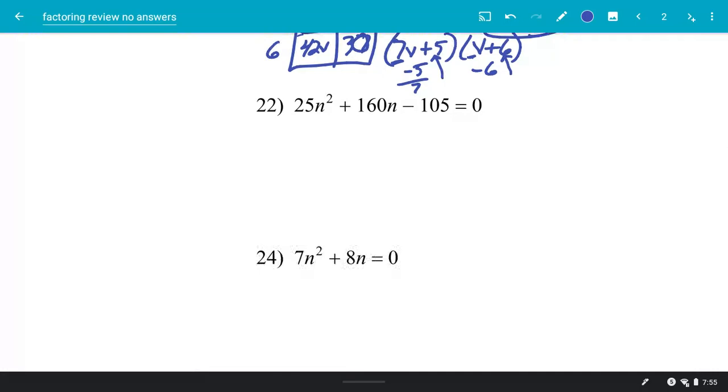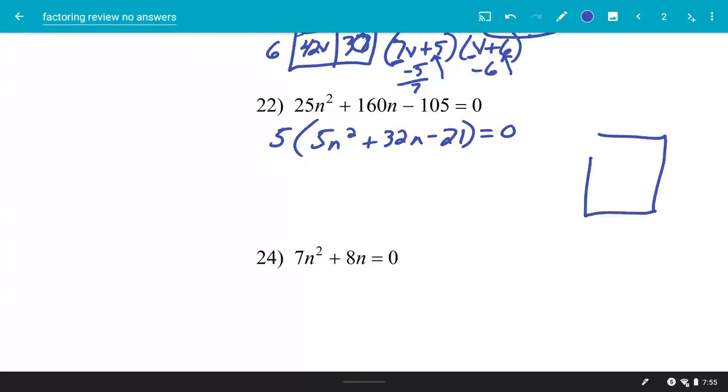All right, 22. I can pull out a 5. I'm at my GCF, so I'm left with 5n squared plus 32n minus 21. It still equals 0, and on the inside, I still have a leading coefficient, so I've got to do the box method on the inside. 5n squared and a -21. 5 times 21 is -105. So I've got 1 and 105.